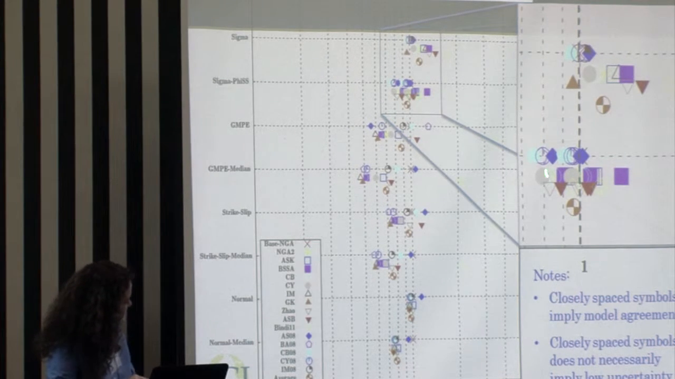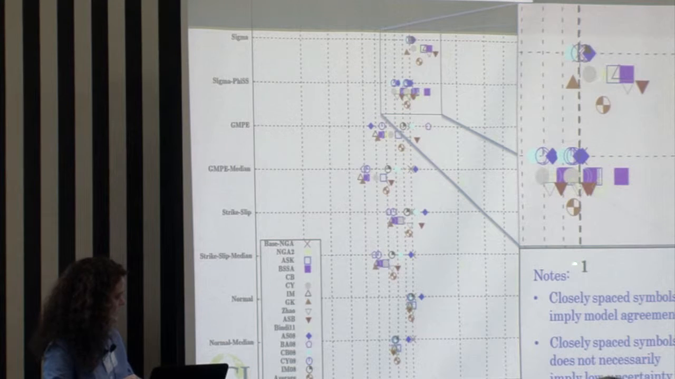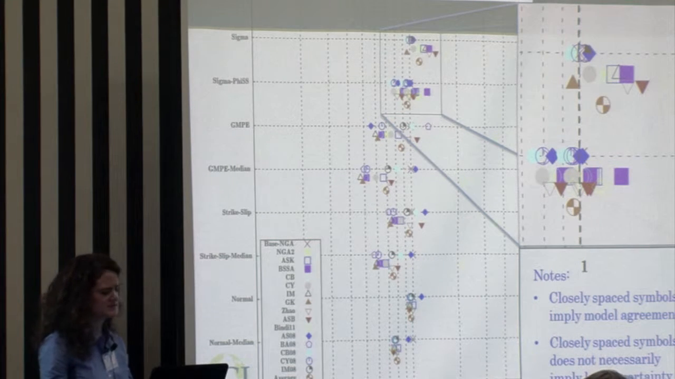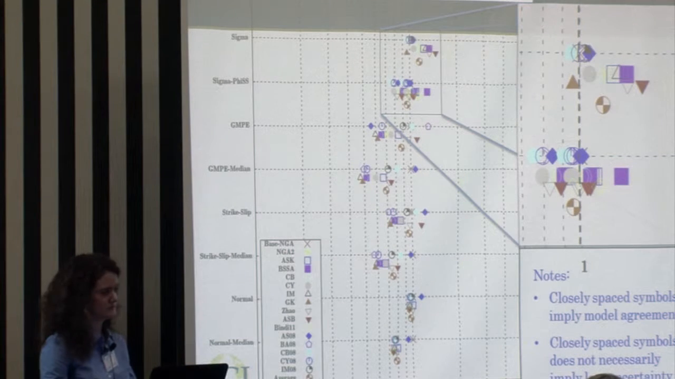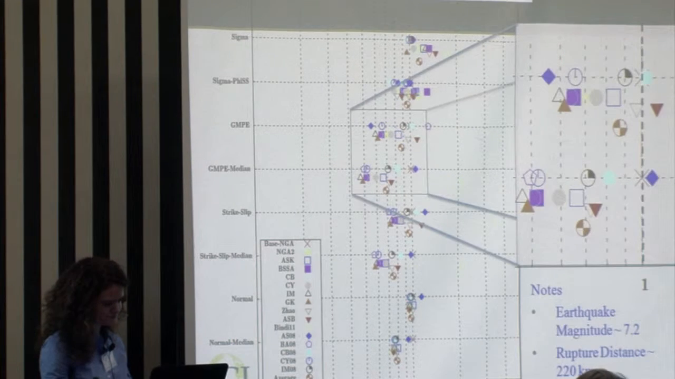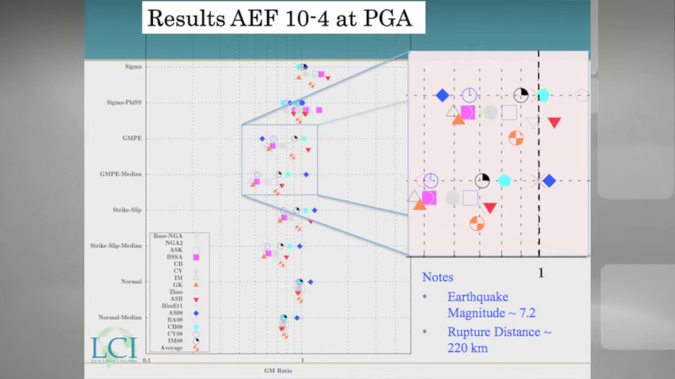And then what you can see here, moving on to the single station sigma, is that most of the points lie less than a ratio of 1. And this is just because you have a reduction in your total sigma, which would mean you get a reduction in your ground motion. So those results make sense. This is now moving on to the GMPE and the GMPE median.